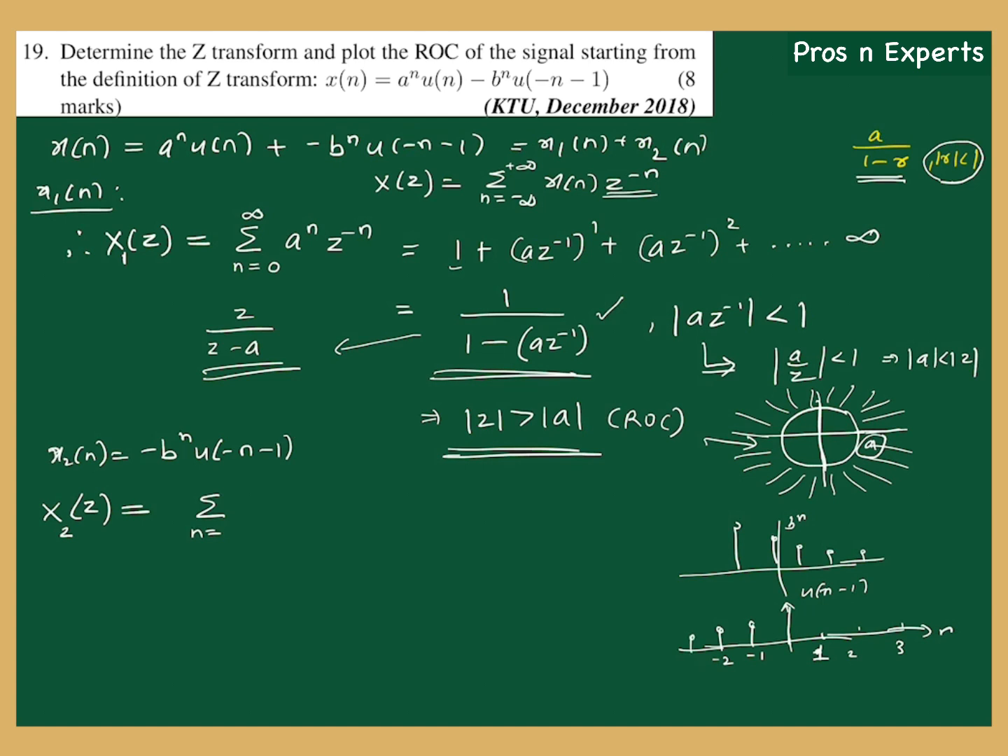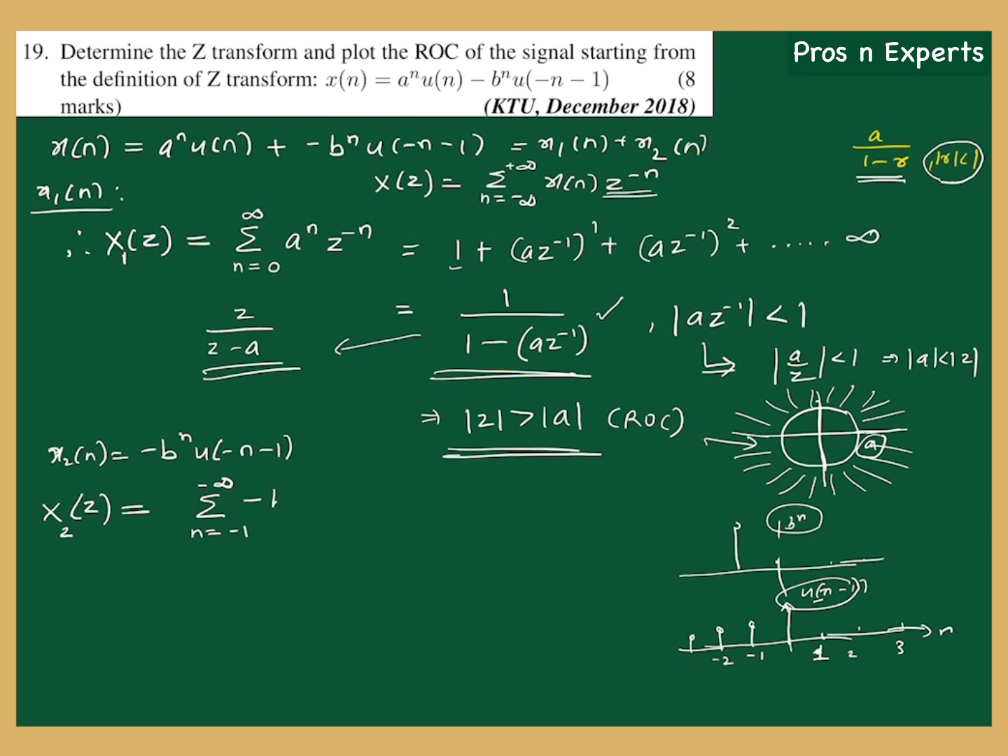Okay, so this is u of minus n minus 1, and you are multiplying this signal with this signal, which means all these components are gone, even including the n equal to 0 component. So the resulting signal only has values from minus 1 to minus infinity. So the sigma will be from minus 1 to minus infinity. You have to be very careful about that.